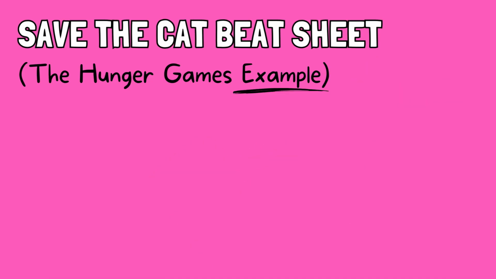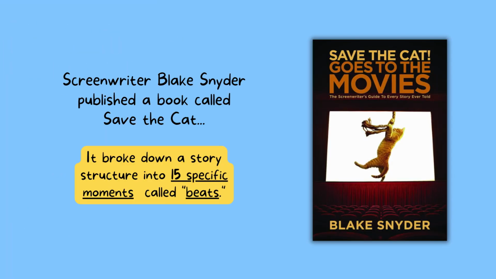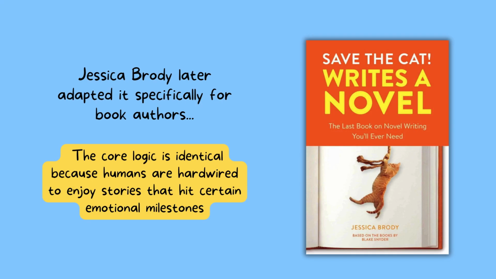Let's get into it. In 2005, screenwriter Blake Snyder published a book called Save the Cat, and it quietly became one of the most influential writing guides in Hollywood. He broke down story structure into 15 specific moments he called beats. But here's what's interesting for us as novelists.